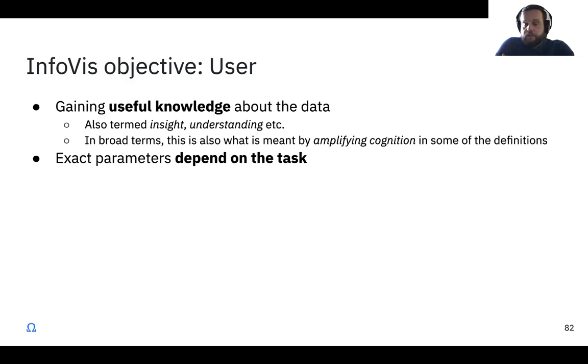Of course, you might correctly remark that useful knowledge is rather a vague term. It indeed is, because its exact parameters depend on the task. It depends on what you want to accomplish with your visualization, and especially with your visual analytics system. Do you want to summarize the data? Do you want to enable quick searches? So it depends on the task. We're going to go into detail throughout the course.